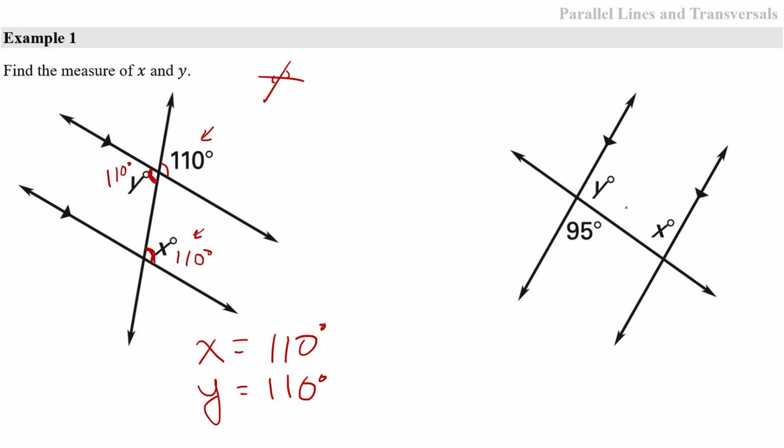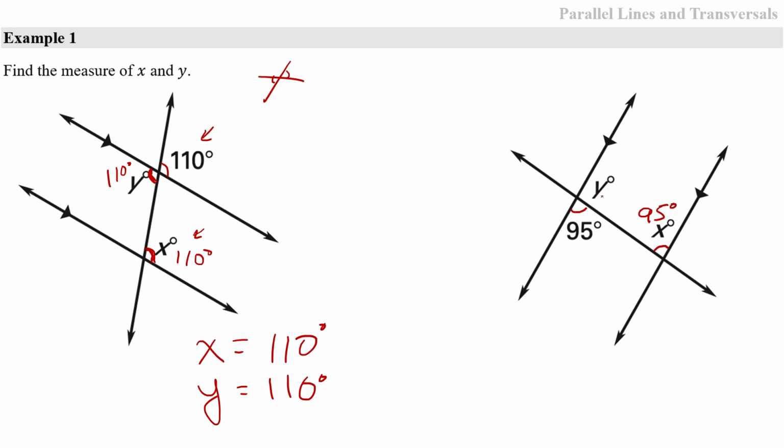For the right picture here, same thing. Okay, what do I know about this angle 95 in relation to x? Well, they're alternate interior angles, and therefore alternate interior angles are equal. And if this one is 95, then the alternate interior angle also has to be 95.